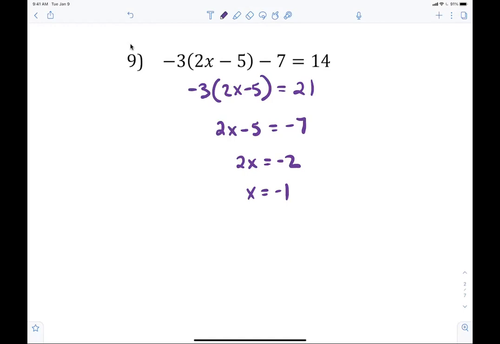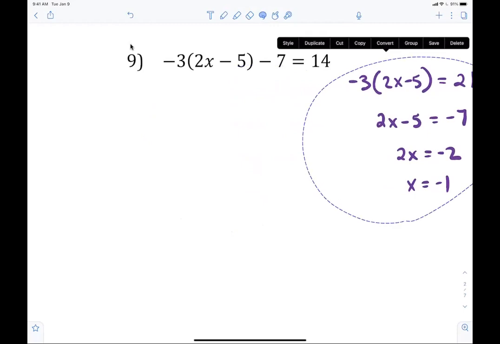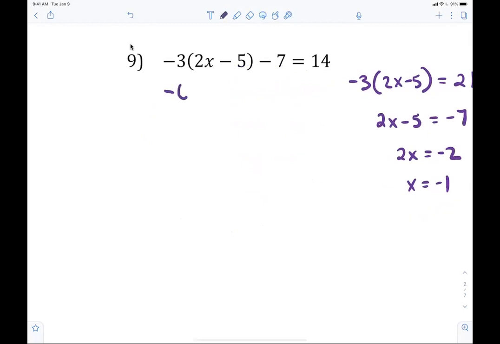I distributed, but I thought there was 3. Okay, so here we go. -6x plus 15 minus 7 equals 14. Do you agree with that? So far, so good? -6x plus 8 equals 14. Do you see that? Yeah. Where was your mistake?